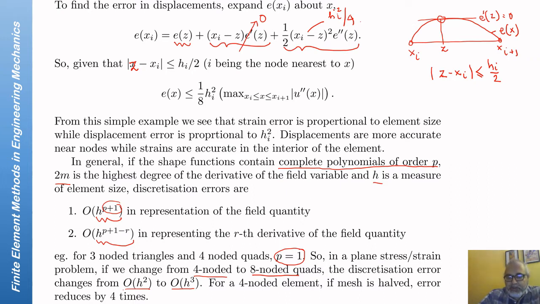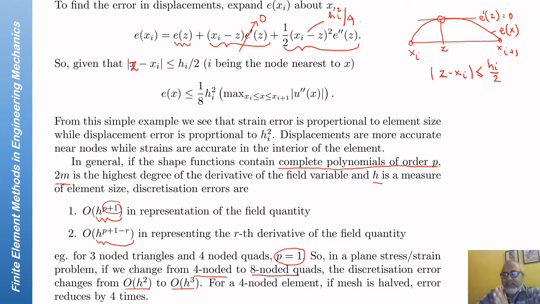whereas the error reduces by 1/8, the number of nodes, the number of degrees of freedom that you have to solve for also increases, because 8-noded quads will have 16 degrees of freedom, whereas 4-noded ones will have 8 degrees of freedom each. So every element you add brings about 16 more degrees of freedom in the mesh. So these are considerations that you have to keep in mind while designing a finite element problem.